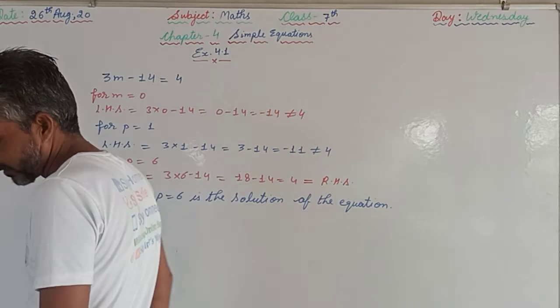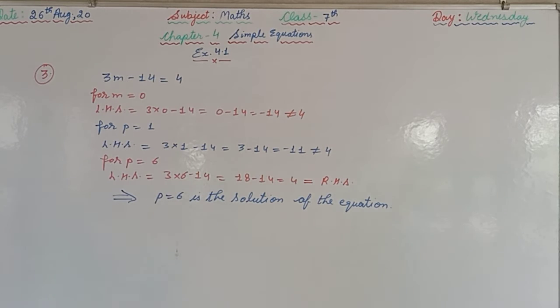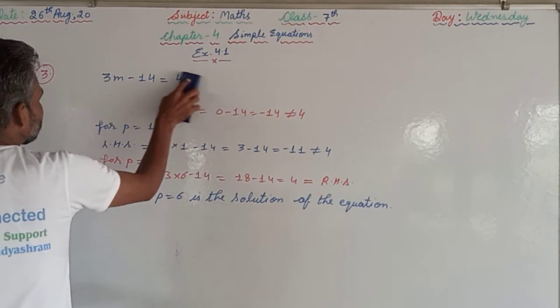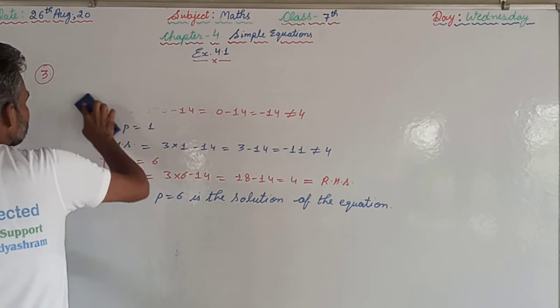So like this we are supposed to proceed with such types of questions in which the method name is given, that is the trial and error method, or the second name is the hit and trial method. Now the next question is, the statements are given, and we are supposed to form the simple equations using the information in those statements.